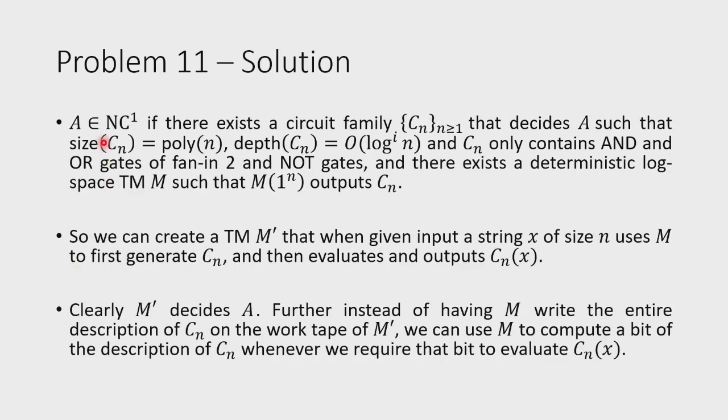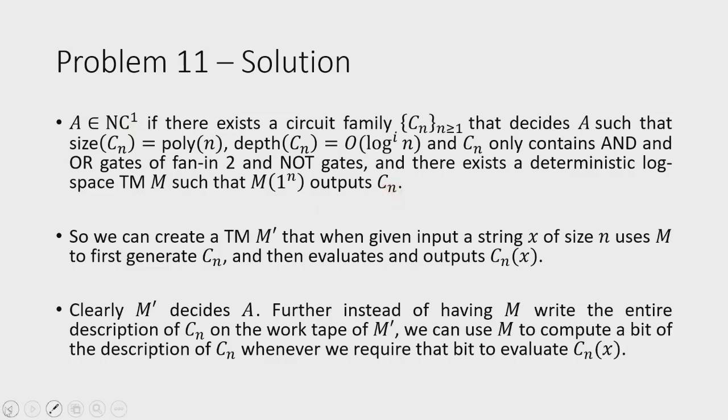So suppose that A is in NC1, then there exists a circuit family Cn, n greater than or equal to 1, that decides A such that the size of Cn is poly(n), the depth of Cn is order log to the power i of n, and Cn only contains AND, OR gates of n inputs and NOT gates. Also, because we are looking at log space uniform NC1, there exists a deterministic log space machine M, so that M on input 1 to the n outputs a description of Cn. So this is what A in NC1 gives us.